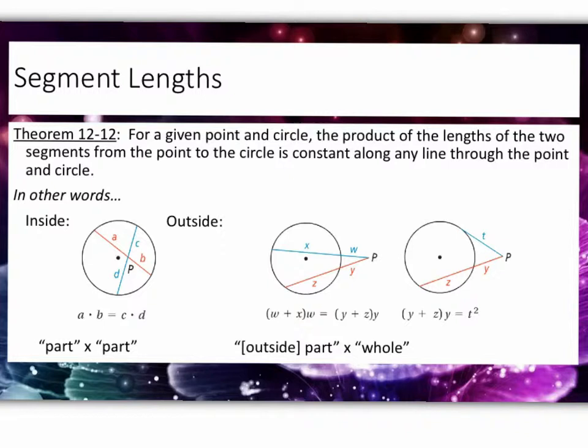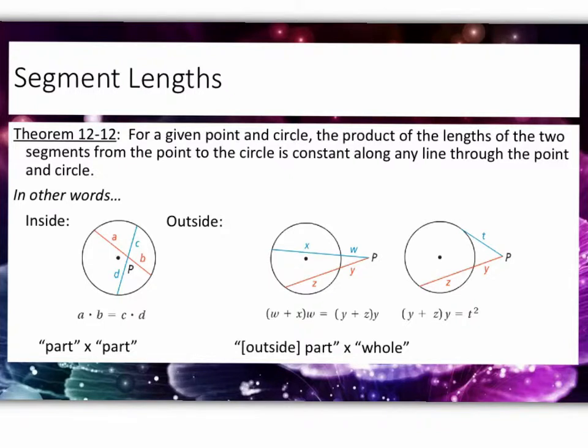So this is theorem 12-12 out of the textbook. It's normally not called theorem 12-12, but just for our textbook's sake, it is called that. For a given point in a circle, the product of the lengths of the two segments from the point to the circle is consistent along any line through the point and circle. That sounds very confusing, so you would have to break that down.